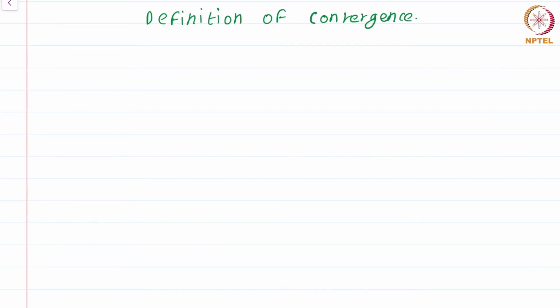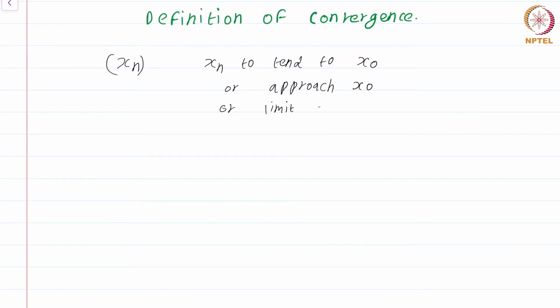We are given a sequence xn and we want to define what it means for xn to tend to some x naught, or approach x naught, or the limit of xn being x naught. These are the various phrases we use to describe the same thing. So let's draw a picture to see what we could possibly mean by convergence.